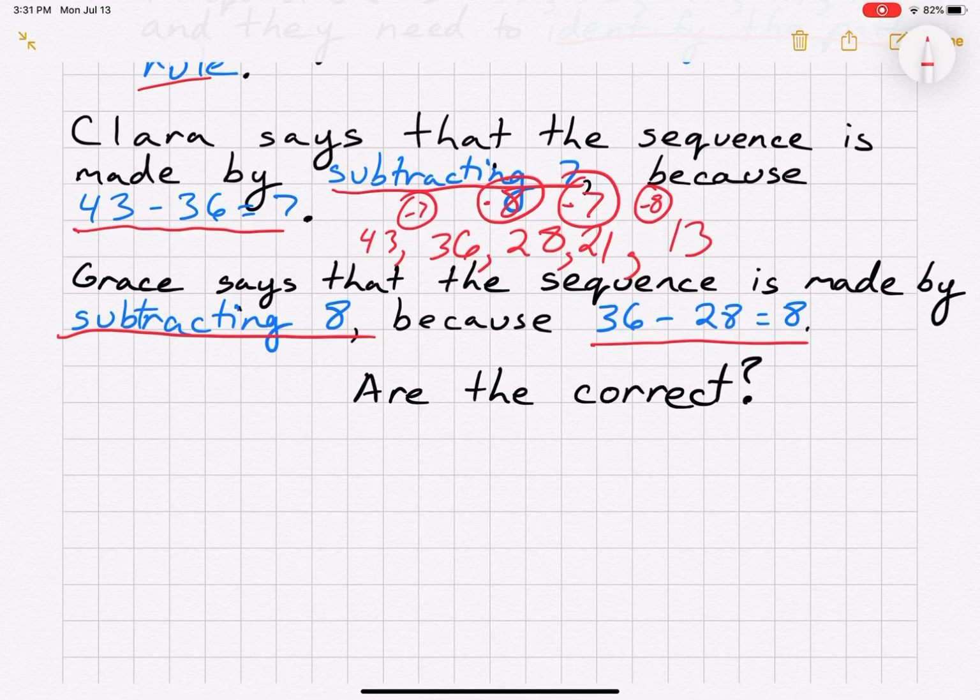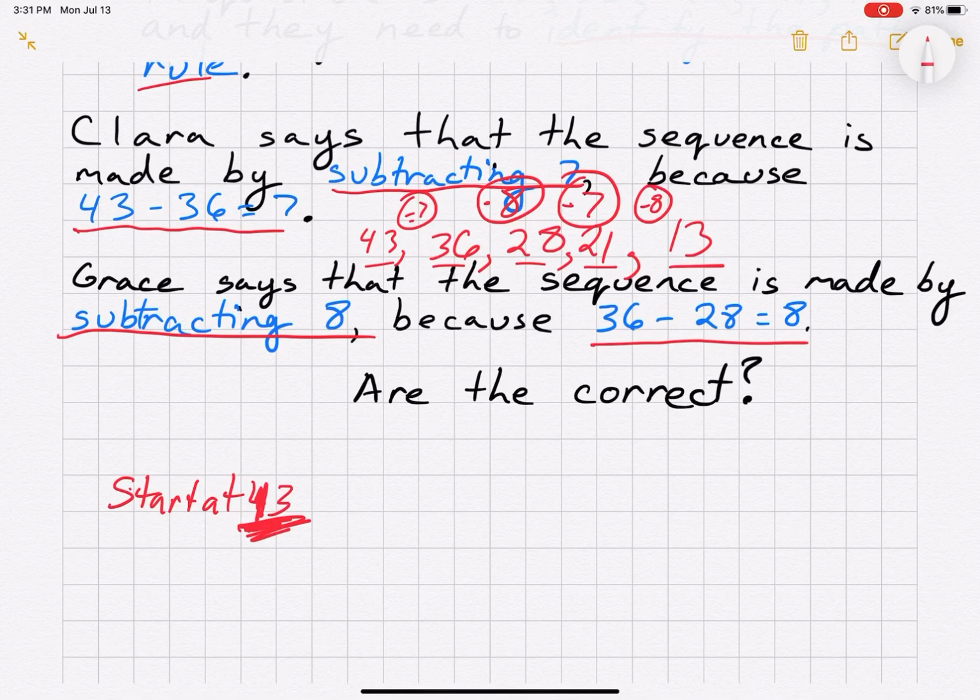So they're both incorrect. What would you say the sequence rule would be? Pause the video after this. So if the pattern is 43, 36, 28, 21, 13, and it goes 7, 8, 7, 8. So just pause the video and figure that out. So if I have 43, that's going to be my starting number. So my rule is start at 43, right? So I'm starting at 43. But then what do I do?